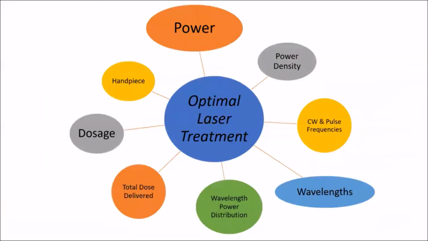When it comes to delivering the optimal laser treatment, there are many parameters involved, and they include power density, whether that light is delivered in continuous wave or in pulse frequencies, the wavelengths or the colors of the light that are used, the wavelength power distribution, the total dose delivered, the dosage to the tissues, and the handpiece that delivers that laser treatment. The complete discussion of these is beyond the scope of this particular presentation, but realize that all of these parameters are being studied and are being implemented into the latest laser therapy equipment.